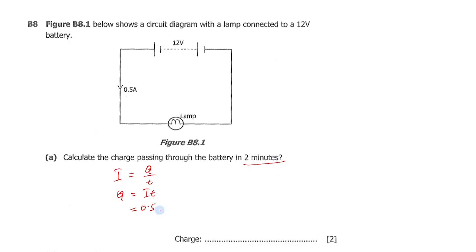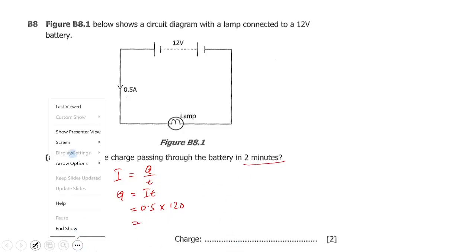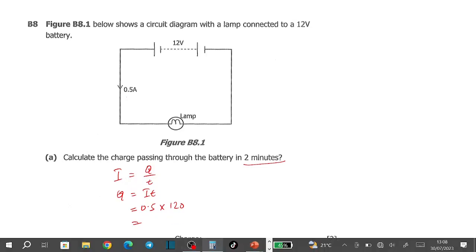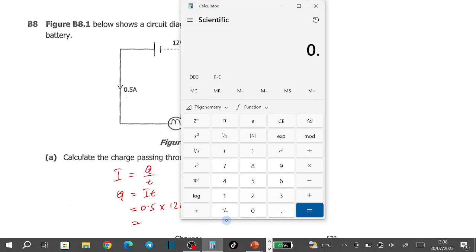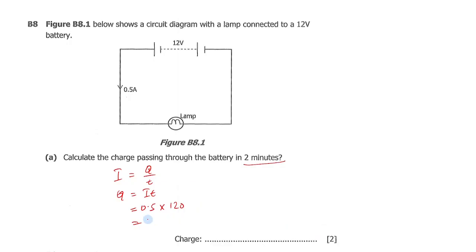Now time is in minutes, so convert these 2 minutes into seconds. It is 60 times 2, so it is 120 seconds. So quickly, we say 0.5 times 120 is 60. So charge will be 60 coulomb. So you put 60 coulomb.